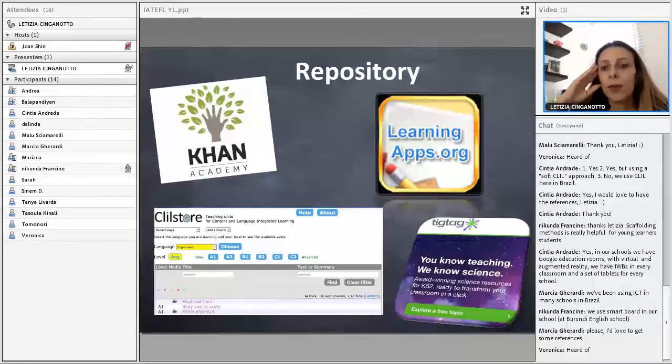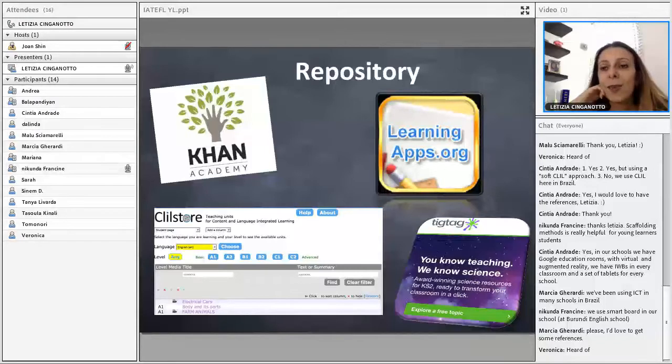In CLIL Store, for example, you can find a plurilingual repository where teachers can search with specific filters the language they want, the level of competence, and the topic they want to work on, and so they can have a wide range of lessons uploaded by other teachers. So it's sort of a wiki, a sort of bottom-up repository which is still live, still active. So you can not only download but also upload yours if you want.